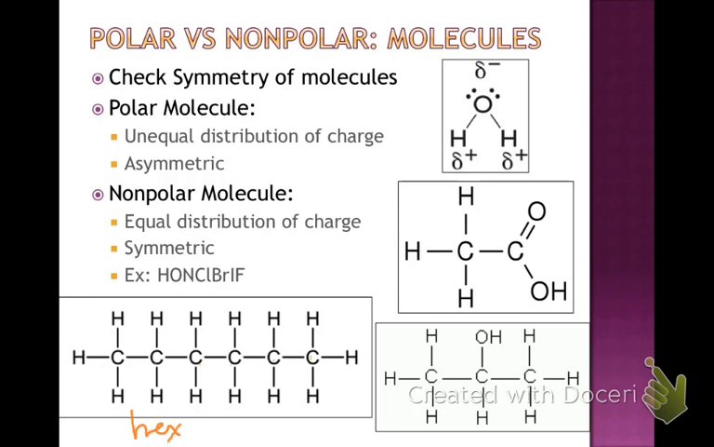There's all single bonds between the carbons, and there's no functional groups, so this is going to be hexane. Let's look for distribution of charge. That carbon and hydrogen is going to be within that nonpolar range, so when you subtract the electronegativity of carbon from hydrogen, it ends up being 0.4. That's still going to be nonpolar, and it's symmetric, so if you cut it in half, there are lines of symmetry in either direction, from there and there. So hexane is a nonpolar molecule.